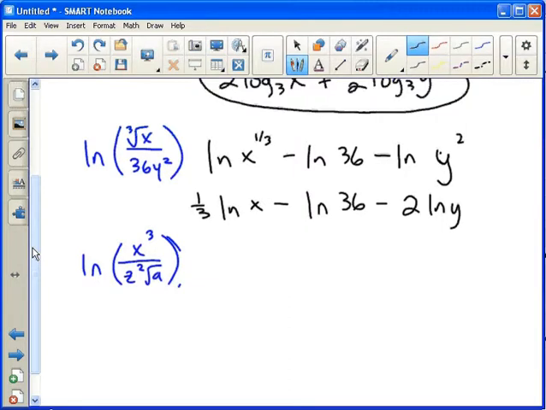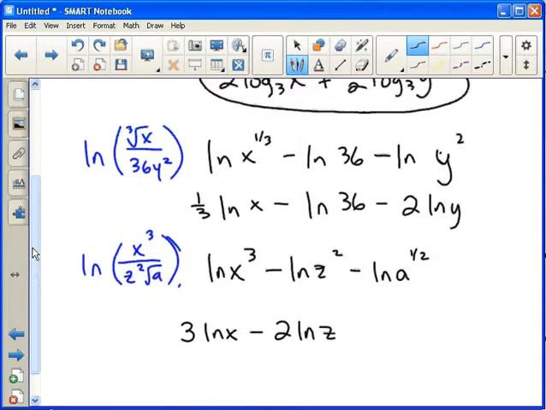So remember, 2 steps. Start by dealing with the division and the multiplication. So I would write natural log of x cubed minus natural log of z squared minus natural log of a to the 1/2, or square root of a. Again, if it's on the bottom, make it minus. Second step, should be final step, is to move all the exponents down as coefficients. And this is equivalent to this. So that's how you expand logarithms using the properties.